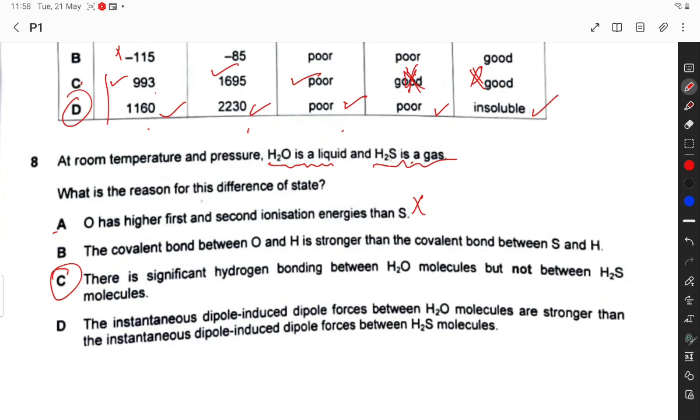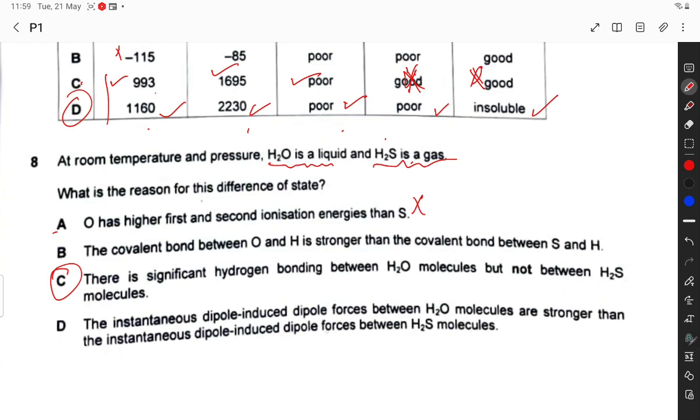Oxygen is more electronegative than sulfur, so that's why when oxygen reacts with a hydrogen atom it forms hydrogen bonding. So there is permanent dipole force in H2S, but not hydrogen bonding in H2S. So that's why the reason between H2S and H2O is the significant hydrogen bond between water molecules, but not between hydrogen sulfide. So C option is correct.